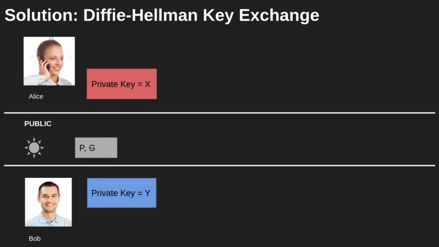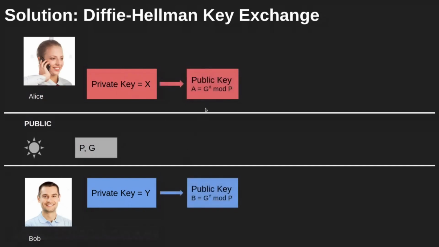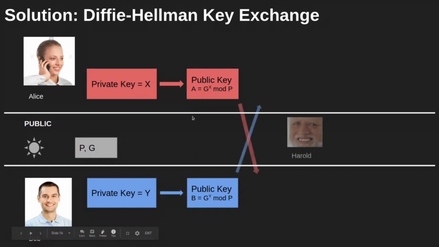The first thing that Alice and Bob do is they make their private key. Alice makes the private key X, and Bob makes the private key Y. And they're just some integer. Then they do this operation to get a public key, which is they take G to the exponent of their private key. So in Alice's case, that would be G to the X, and then take it mod P. And in Bob's case, his public key is equal to G to the Y mod P. And then they trade their public keys over an unsecured connection.